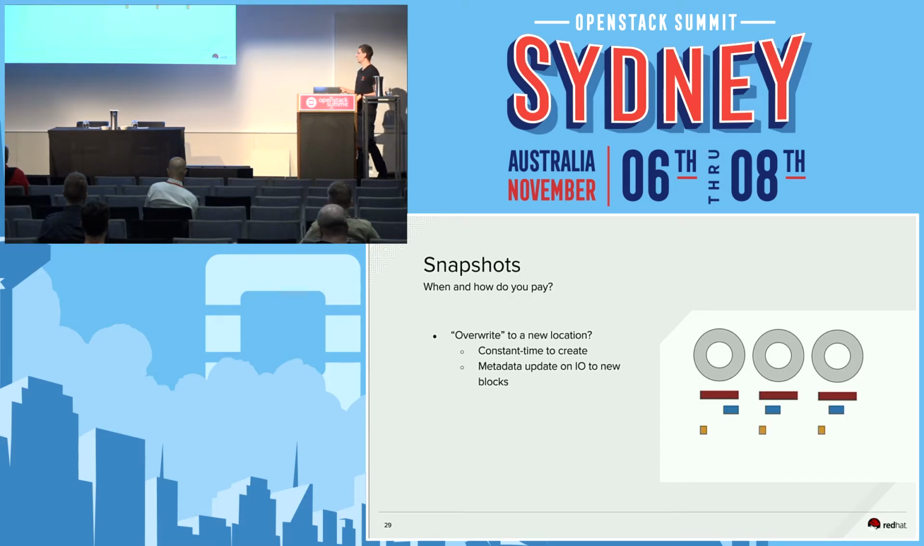Or it could be that you overwrite to new locations, so your snapshot is actually the existing red data, and as you add new data, then it's this blue layer. And so you pay the cost as you go, but you probably have to pay a little extra cost to maintain the metadata about whether you're looking at the blue or the red objects. So there's a little extra I/O involved.